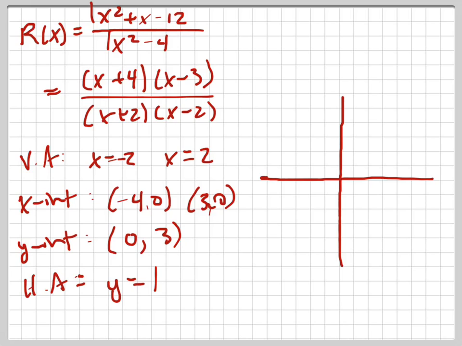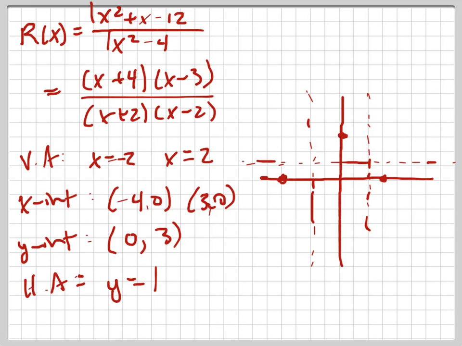Alright, let's find our two vertical asymptotes. There's one at x = 2, there's one at x = -2. (-4, 0) is one of my x-intercepts. (3, 0) is my other one. y = 1 is my horizontal asymptote. And (0, 3) is my y-intercept point.